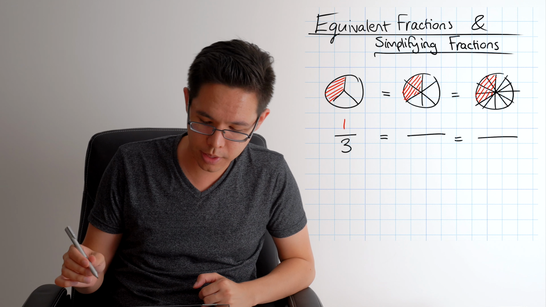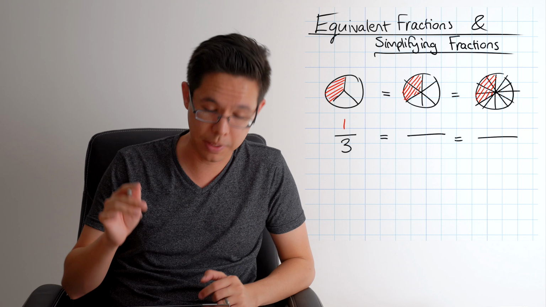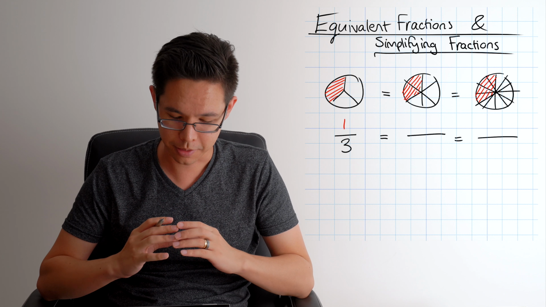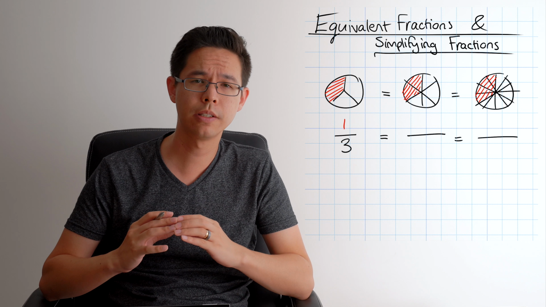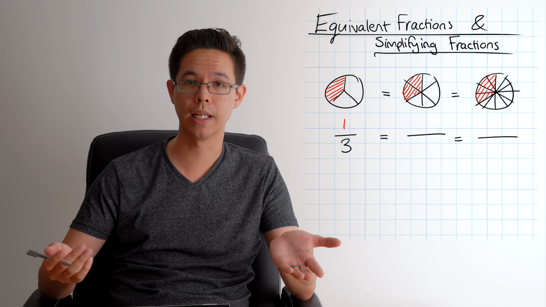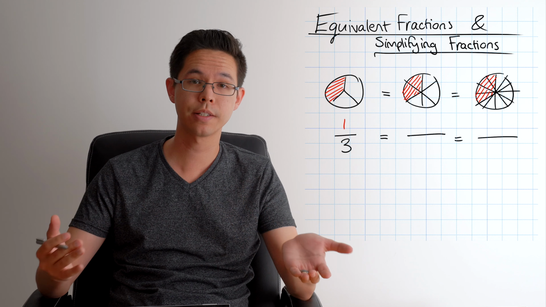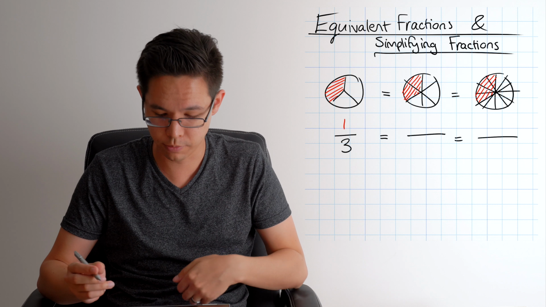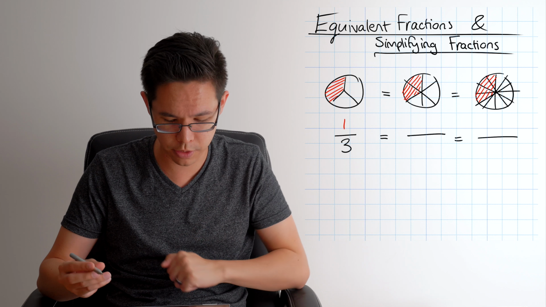So here I've got an example. I've got basically a pie, or let's go with a pie. It's been sliced into 3, and one of those pieces has been shaded red. So if I'm counting how many red slices there are, I can show that as a fraction, just the same as I did in the previous video.